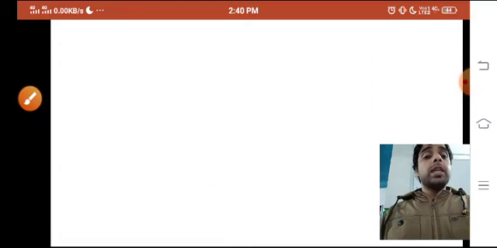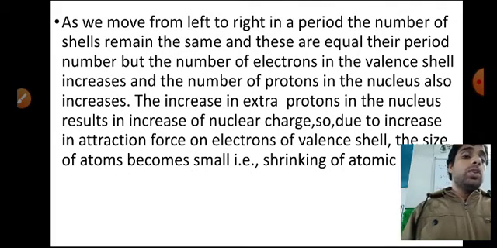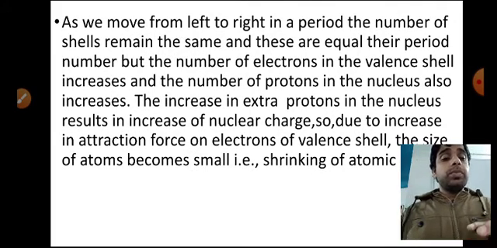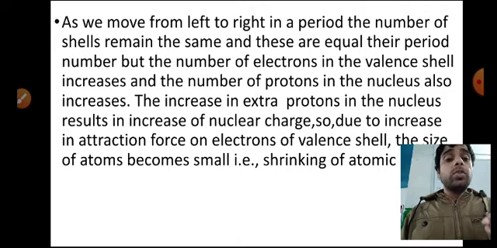So after this discussion we have found that if the distance is increasing, the atomic radius is increasing, and if the atomic radius is increasing, that means down the group atomic size will increase. Okay now, this we have discussed in the group but not in the period.